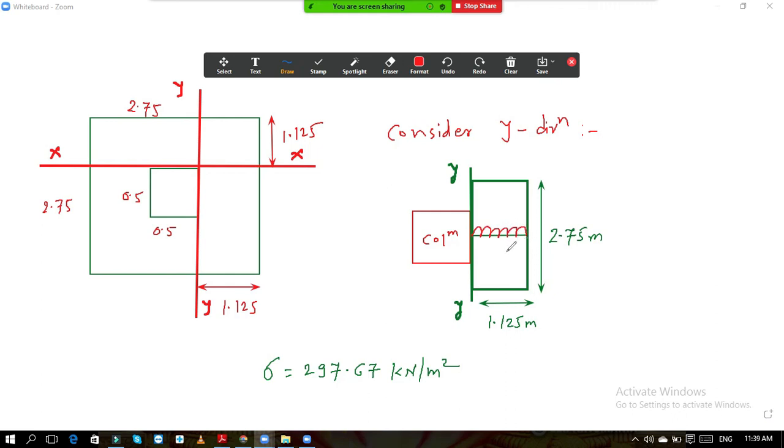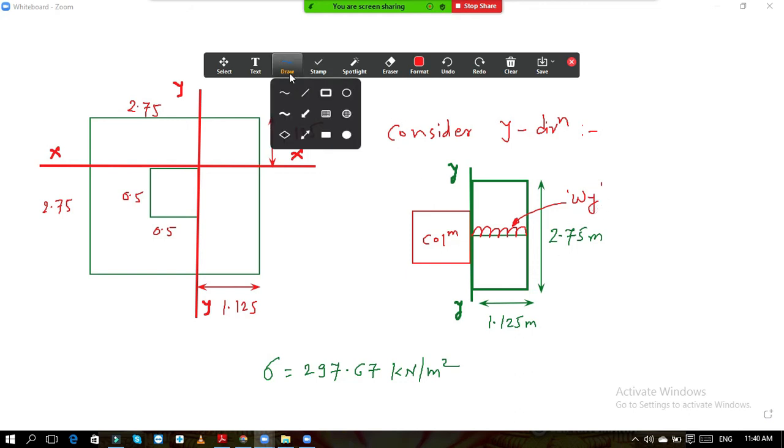Okay, what is the UDL? And this creates moment about which axis? This UDL creates moment about this y section. So I will give the notation to this UDL. Say it is WY, because it is creating the moment about this y section. That is why I have used this notation WY.